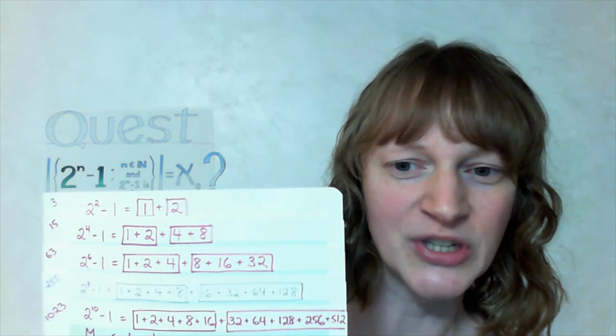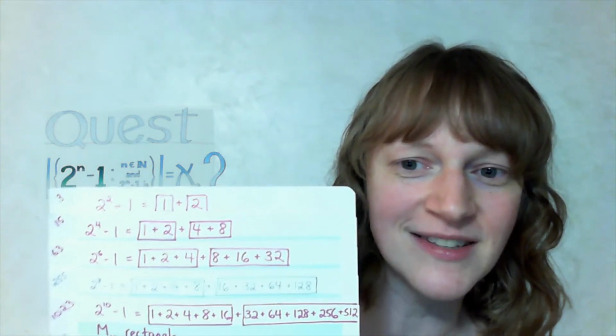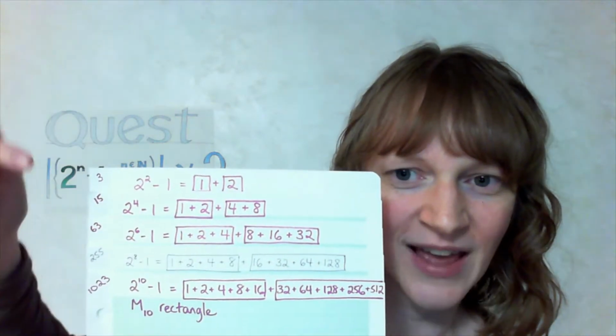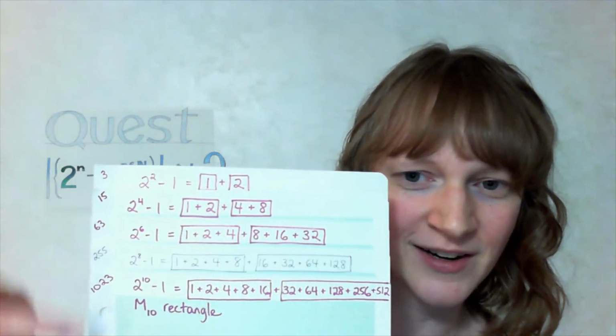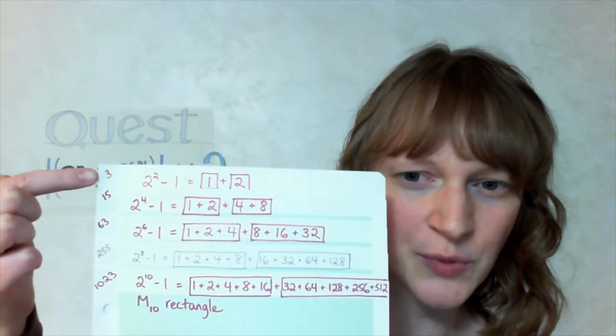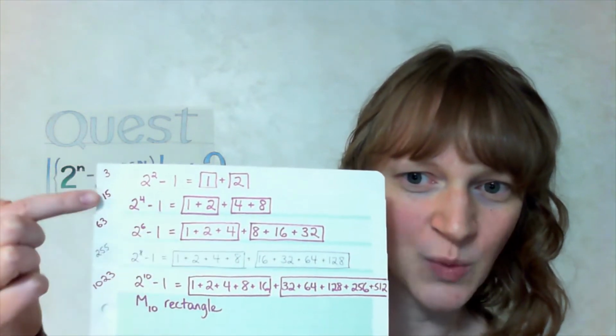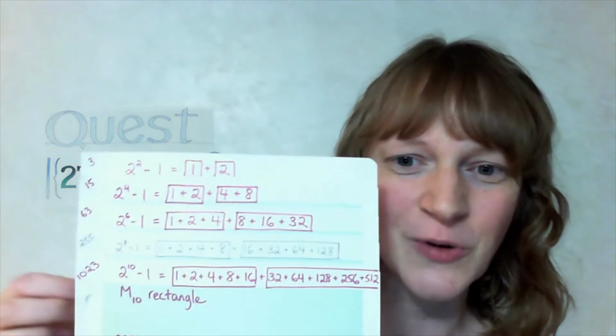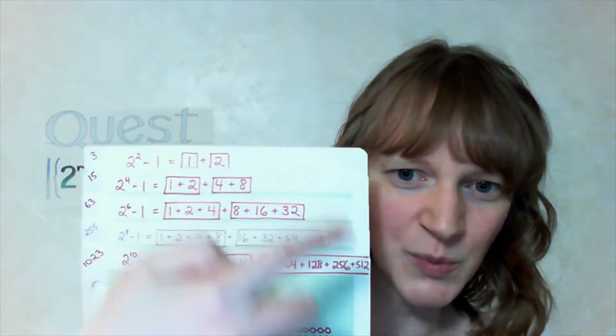Here are a bunch of Mersenne numbers with even exponents. Here they are: 2, 4, 6, 8, 10. And here's what the Mersenne numbers are. So 2 squared minus 1 is 3. 2 to the power of 4 minus 1 is 15. 2 to the power of 6 minus 1 is 63. And so forth. And then here's what they equal.